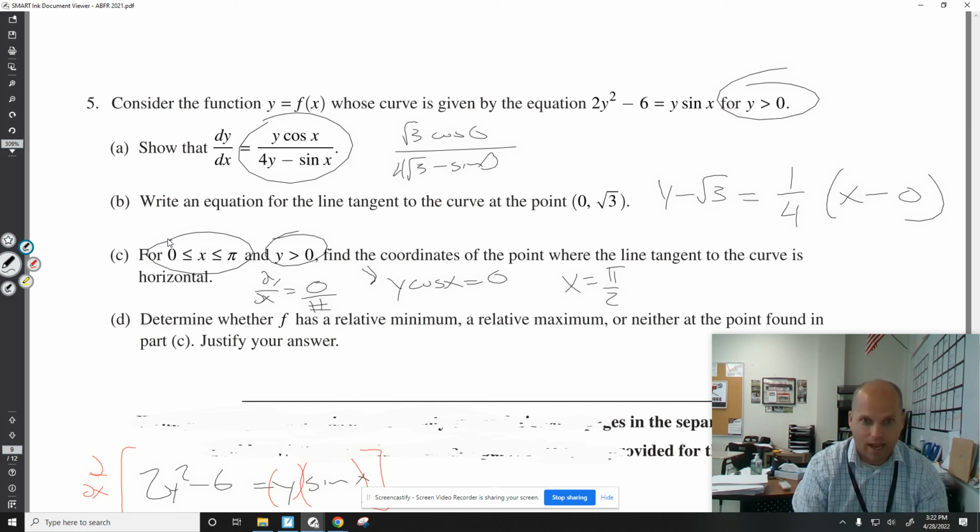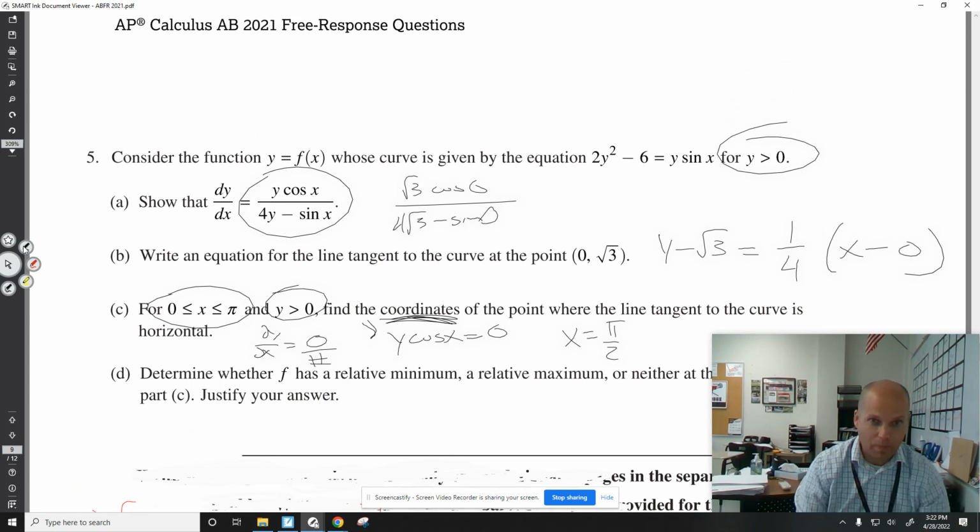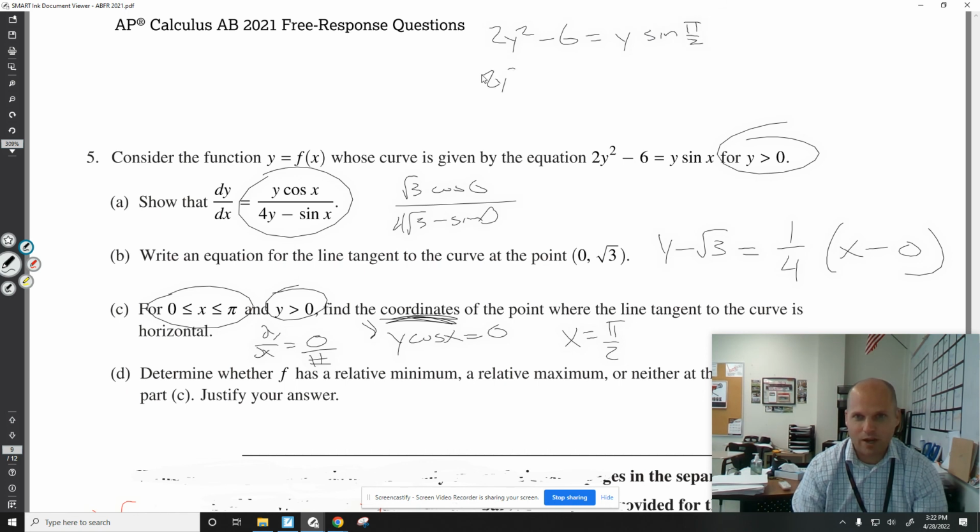I'm not done yet because it says find the coordinates of the point. I have an x coordinate. I need the y coordinate. How do you find a y coordinate? You go back in and plug x equals pi over 2 into the original equation. And boy, they're just throwing people for a loop here, and they haven't done this in the past. You end up with 2y squared minus 6 equals y times 1.